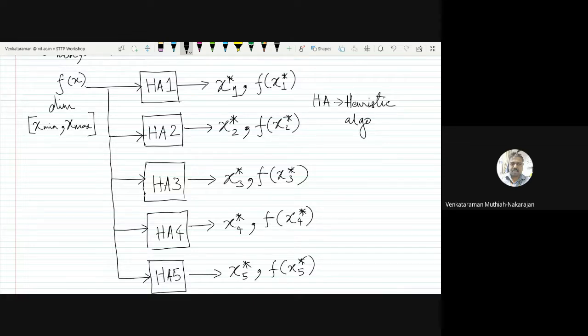You have to show the statistical comparison. We can give ranks depending upon how the algorithms perform. Let us say this is rank number 1, this is rank number 2, this is rank number 3, this is rank number 4, and this is rank number 5. So HA2 is the best algorithm for your problem, and HA1 is the worst algorithm for your particular problem.